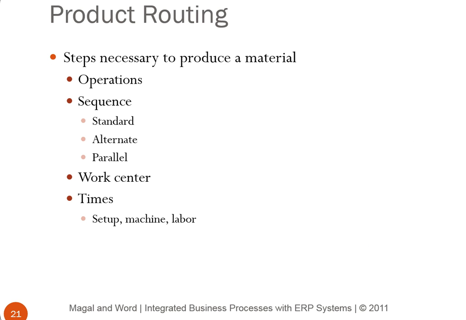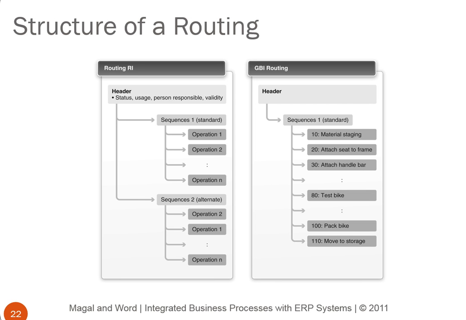Routing. So routing, basically there are steps or tasks or activities that are required to produce a material. Also part of the master data, they have what operations are going to be assigned to that step or task, what is the sequence of that task with respect to other tasks, at what work center that task will be performed, and what are the times that are required.